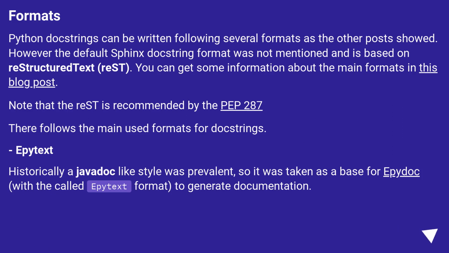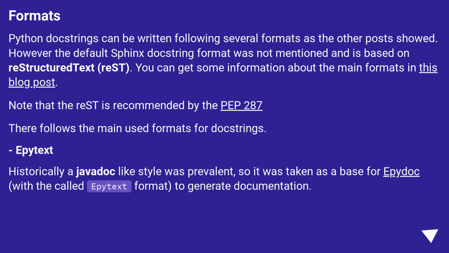Formats. Python docstrings can be written following several formats, as the other post showed. However, the default Sphinx docstring format was not mentioned and is based on reStructuredText, reST. You can get some information about the main formats in this blog post. Note that reST is recommended by PEP 287. There follow the main used formats for docstrings.